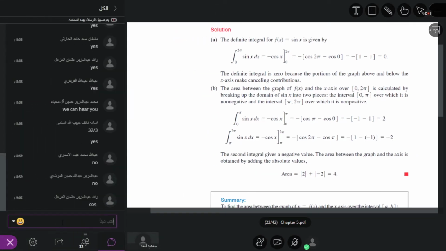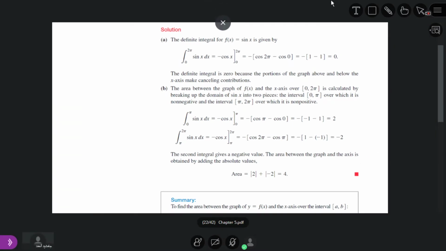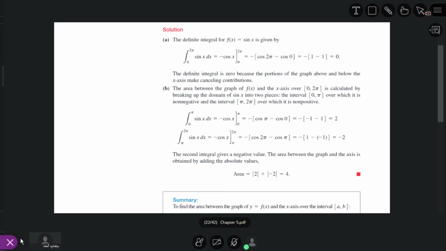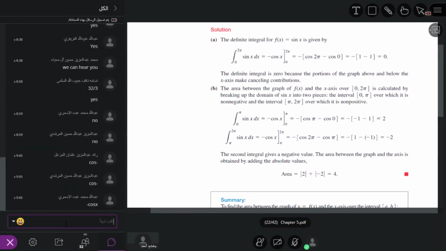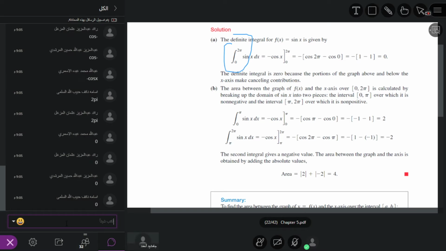Is there any student? Yes, it is equal to minus cosine x. So antiderivative of sine x is minus cosine x. Now we put upper limit. What is upper limit here? Is 0 the upper limit or is 2 pi the upper limit? 2 pi is upper limit. What is lower limit? Lower limit is 0.